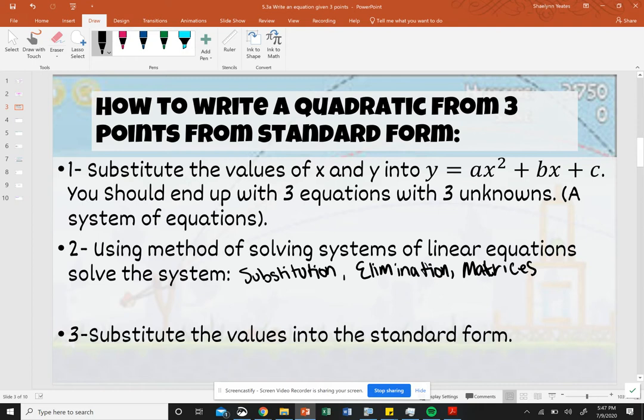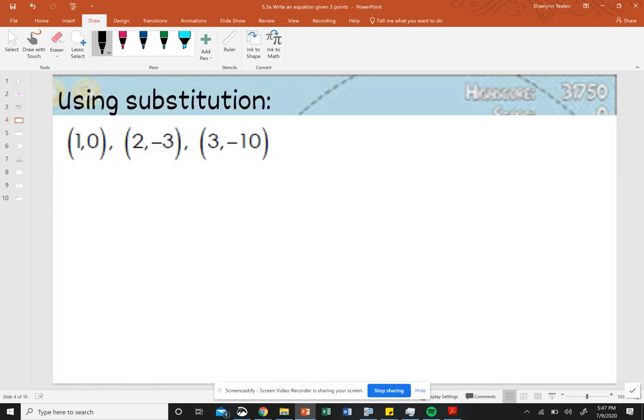Okay, and then substitute the values into standard form. So you substitute A in for A, B in for B, and C in for C. So I'm going to show you the 2 ways that I suggest doing this, either using substitution or using a matrix. Okay, so using substitution, we're going to plug in the points.